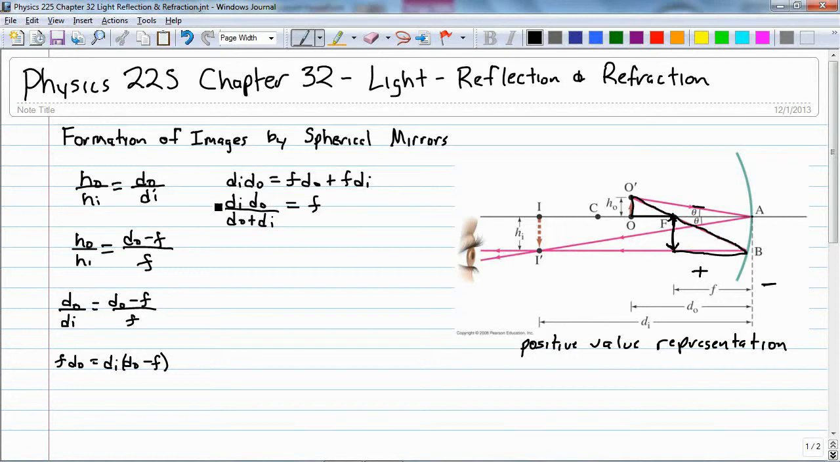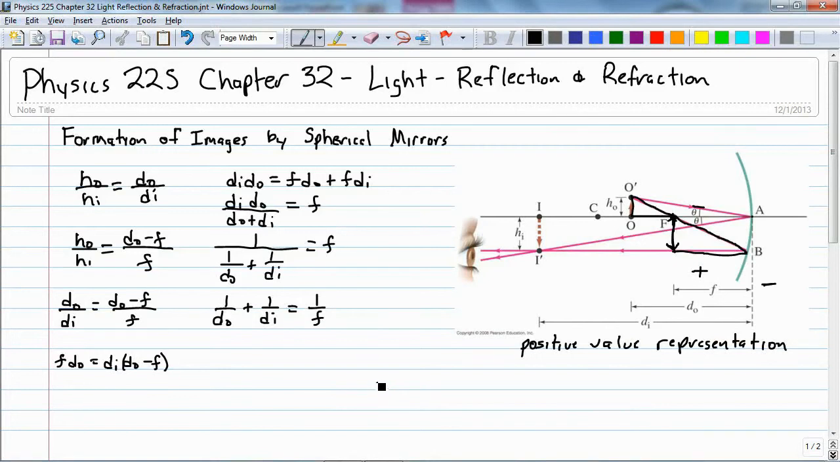But this form here, we've seen this form before, and we know that with this form, that's equal to 1 over DO plus 1 over DI. And if I take the reciprocal for the first part, I get 1 over DO plus 1 over DI is equal to 1 over F.